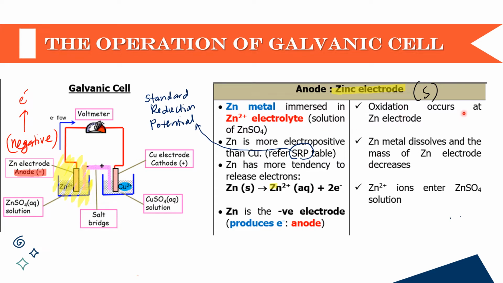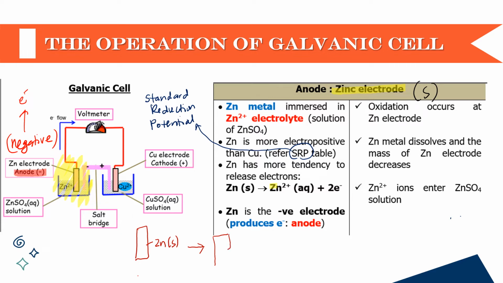Oxidation occurs at the zinc electrode, the zinc solid itself over here, which undergoes oxidation. If it undergoes oxidation, what happens to the electrode, to the metal itself? Zinc metal will dissolve and the mass of the zinc electrode will decrease. What does it mean by that? Let's say this is our zinc solid. When the zinc solid undergoes oxidation, what does it mean that the metal dissolves and the mass of the electrode will decrease?